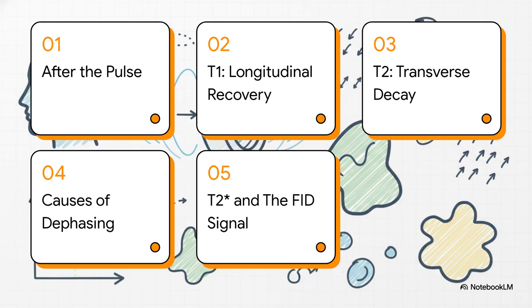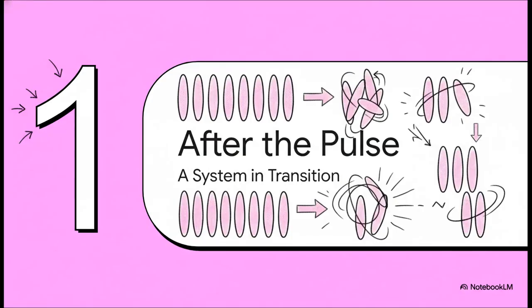So here's our game plan. We'll start right after that big RF pulse. Then we're going to tackle two processes that happen at the exact same time: T1 longitudinal recovery and T2 transverse decay. We'll figure out why they happen at such different speeds, and then we'll put it all together to understand the signal we actually measure, which is called the free induction decay, and its own special time constant, T2 star. All right, let's get right into it.